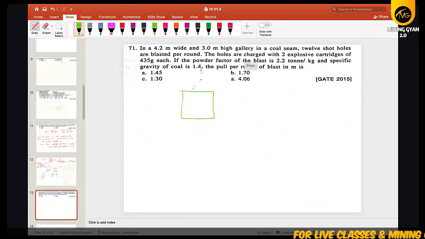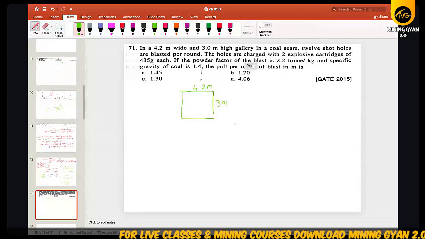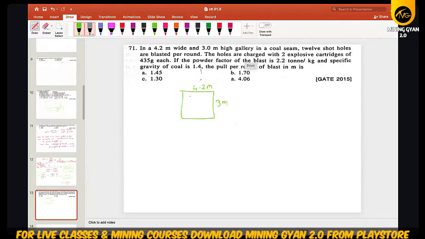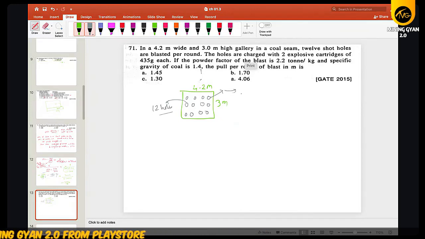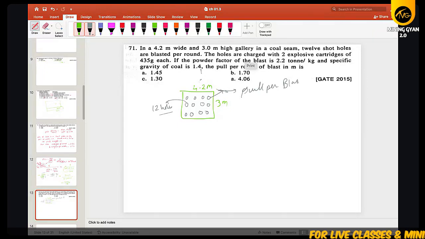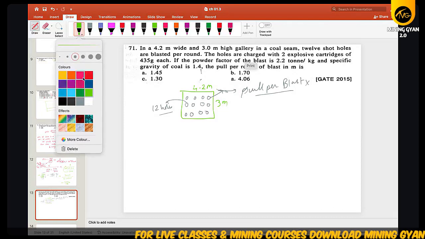They have given a gallery of 4.2 meter width and 3 meter height. In this heading face they have given 12 holes. But they have not given us the pull per blast, meaning the depth they have not mentioned. They told us to find out the pull per blast.